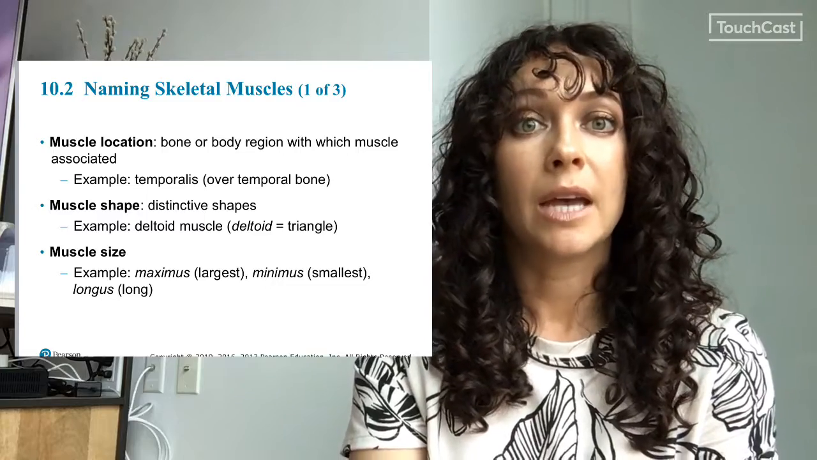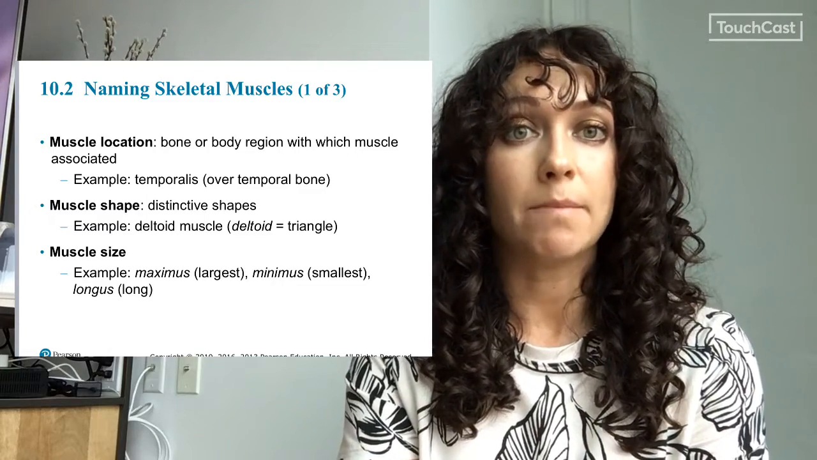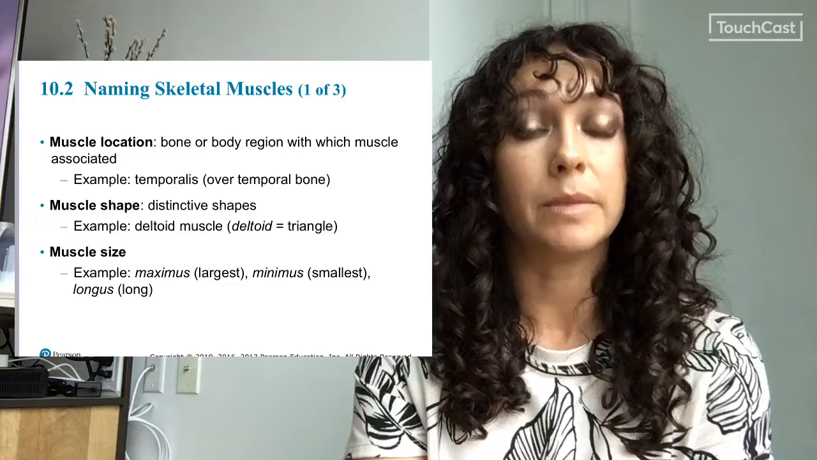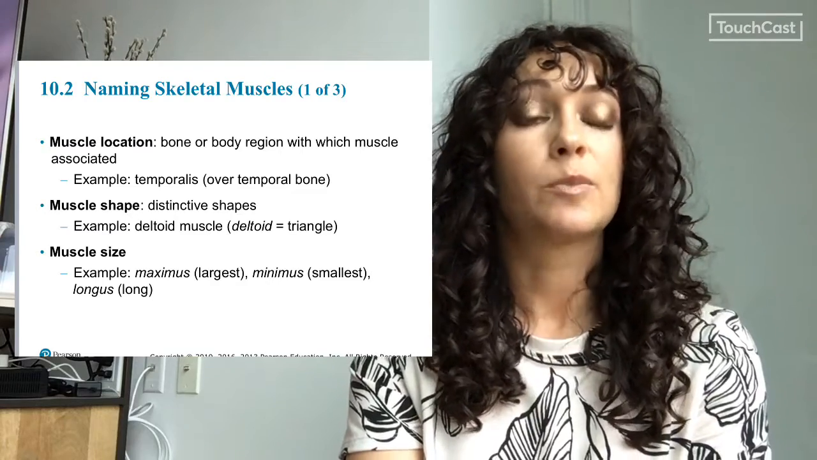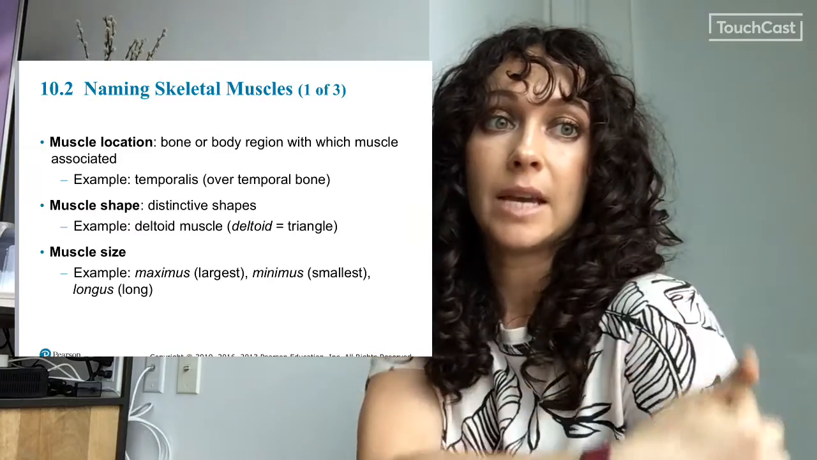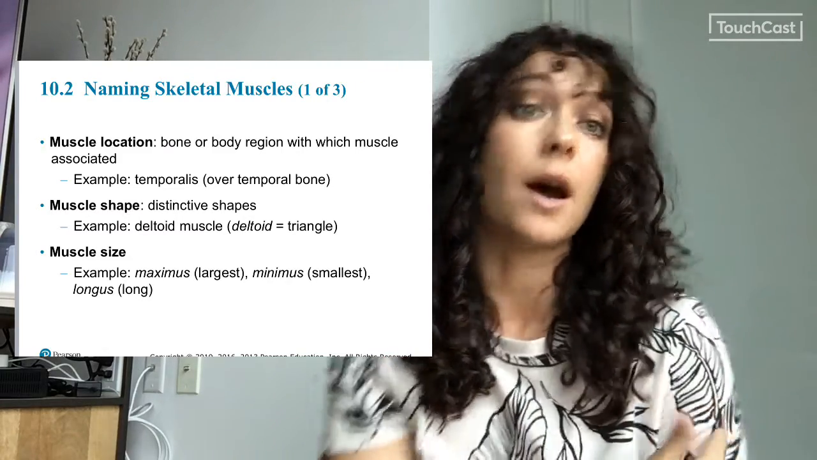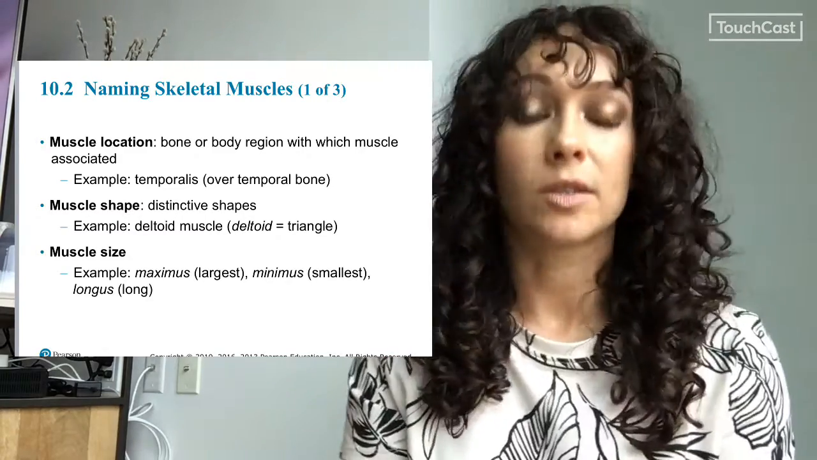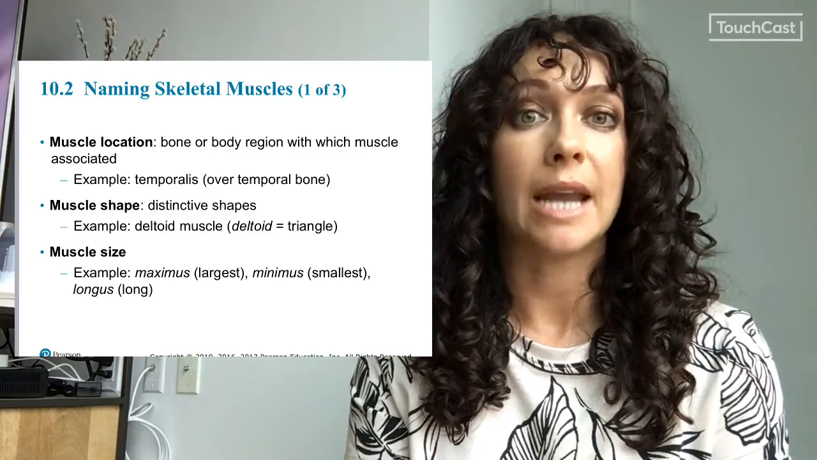The muscle shape is also one way in which we name muscles. So the deltoid, or delt, meaning triangle in Latin, specifically addresses the shape of that muscle. So we know that our deltoid makes a triangle and comes to a point on our humerus. Muscle size is another way in which we name muscles.